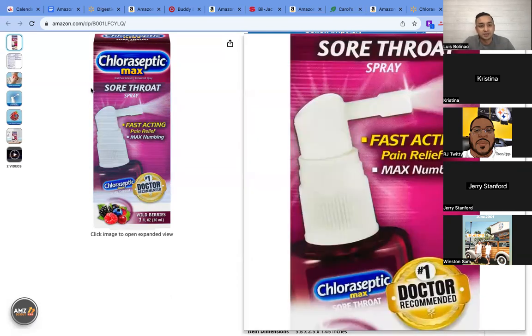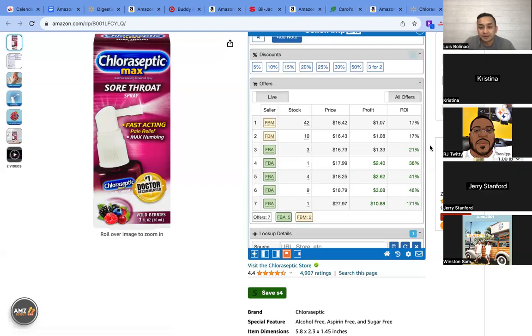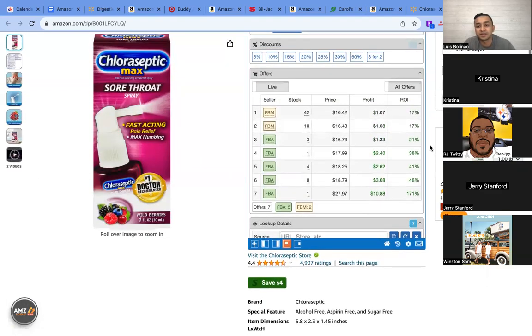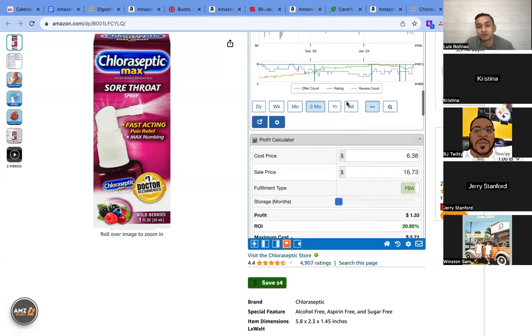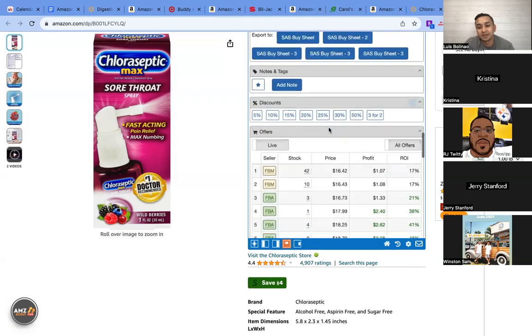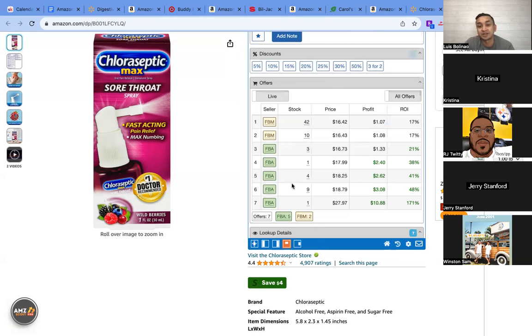So, I mean, I would personally buy it. I think there's enough sales to go around, right? For this product. So there's 110 sales a month. And by looking at the competition, I think it's a pretty fair ratio, meaning us sellers here can share the sales with each other and still make a profit.